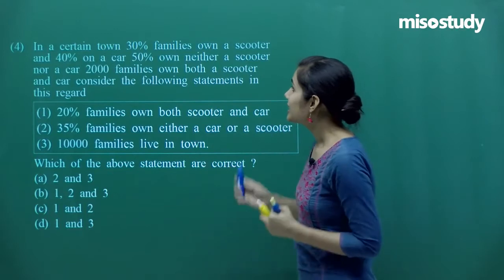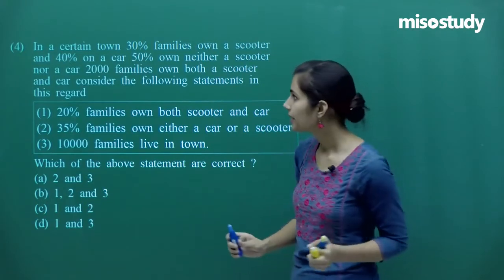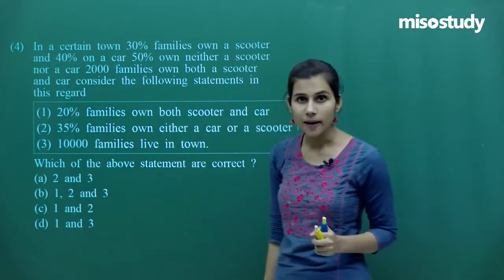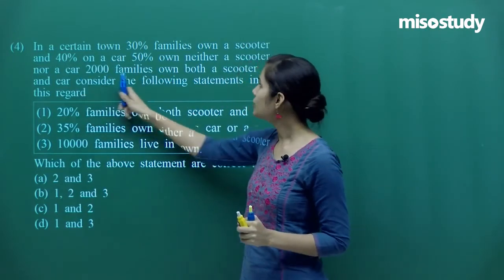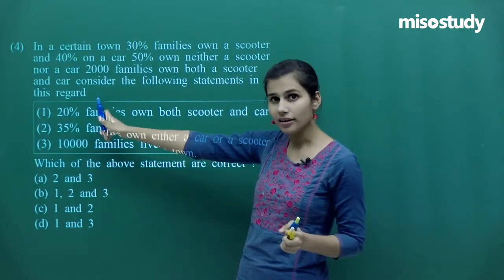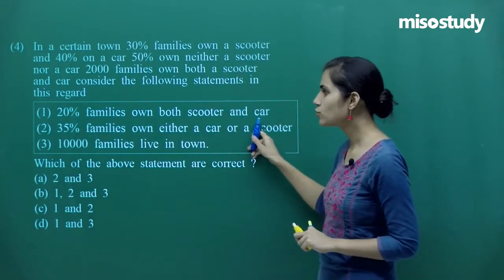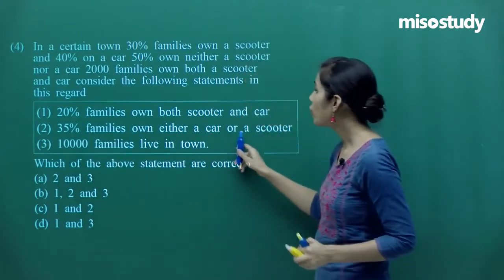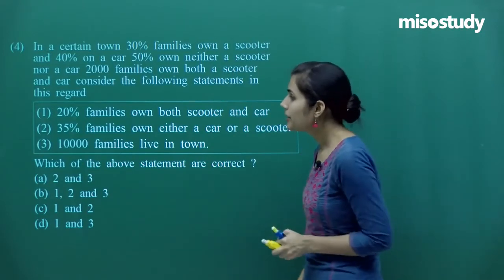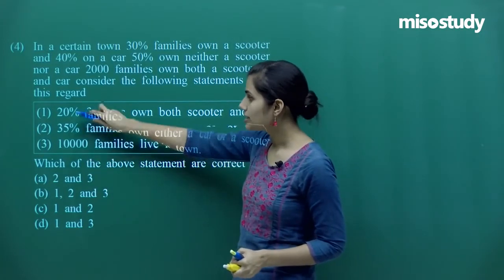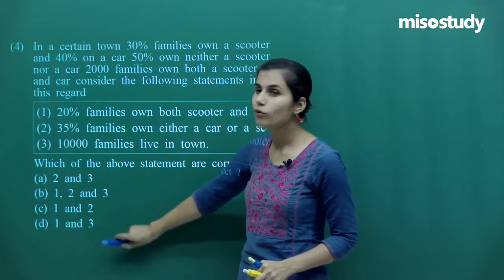It says that in a certain town, 30% of the families own a scooter and 40% own a car. 50% own neither a scooter nor a car. 2000 families own both scooter and car. And then 3 conditions are given to us: that 20% families own both scooter and car, 35% families own either a scooter or a car, and actually 10,000 families live in the town. And from this we have to verify which of the options among these is the correct one: 2 and 3 is correct, 1, 2, 3 is correct, 1, 2 or 1, 3 is correct.